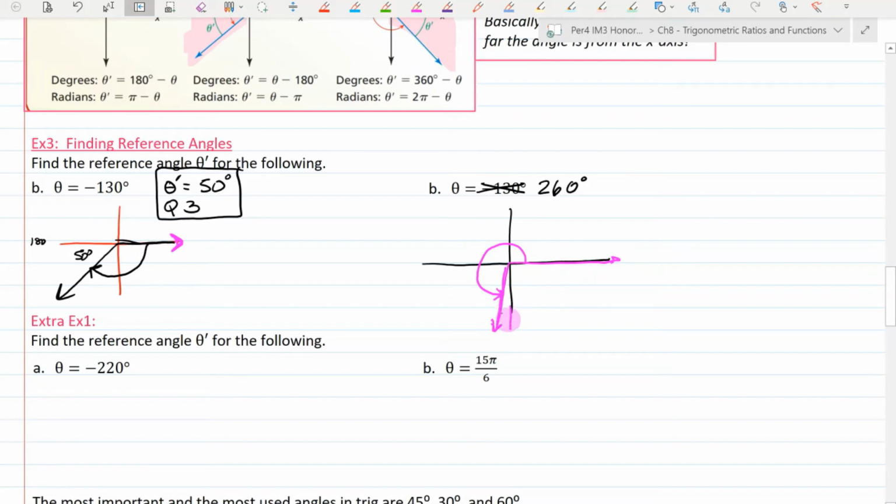And that's 10, but the reference angle is actually 80 degrees. And we're in quadrant 3 still. Okay. Go ahead and do the next two.